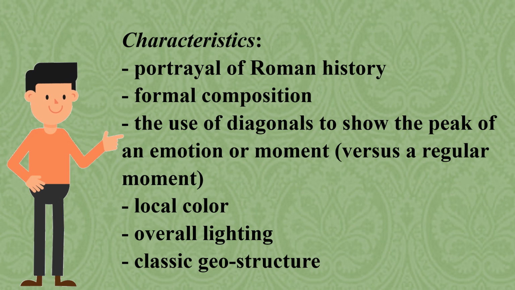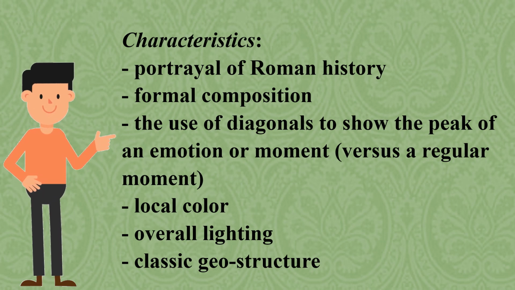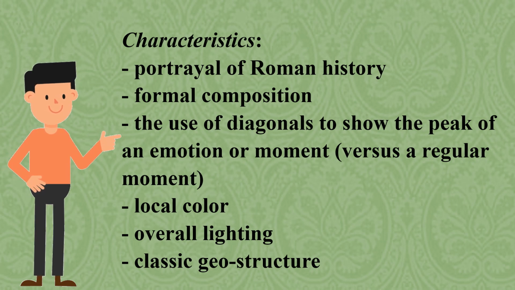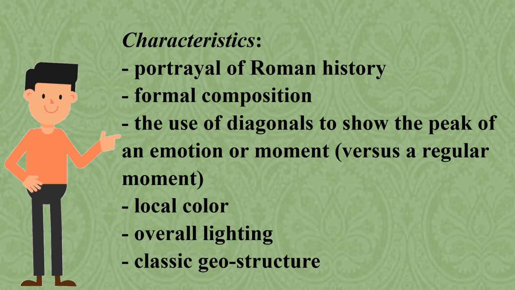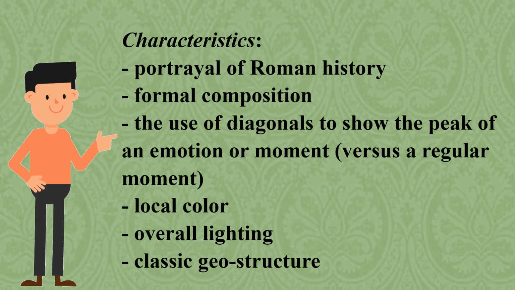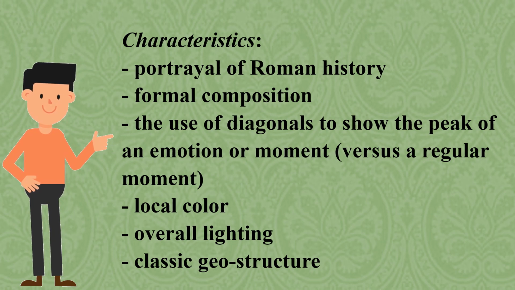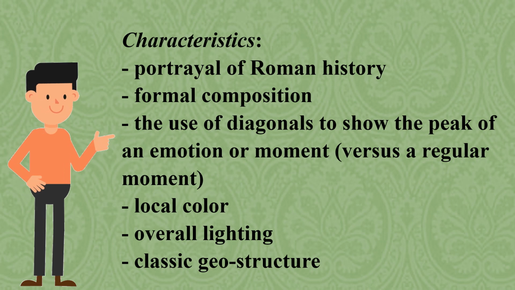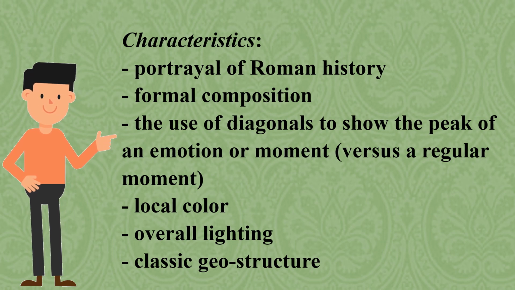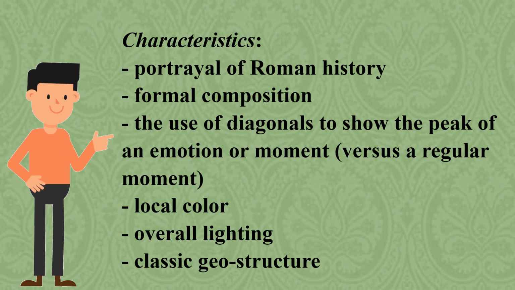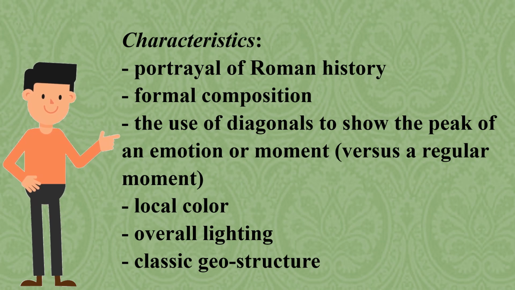So what are the characteristics of Neoclassicism? Number one is, of course, as I have mentioned before, the portrayal of Roman history. The Roman history is visible in their art pieces, such as in their paintings and sculptures and so on. Number two, we have formal composition, the use of diagonals to show the peak of an emotion or movement. So it's versus a regular movement. And then the utilization of local color. You can also see the overall lighting and the classic geometric structure in their masterpieces.